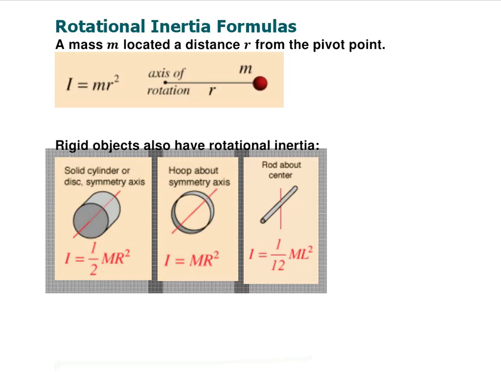Remember, moment of inertia or rotational inertia depends on the object's mass and how far that object is away from the pivot. And if you multiply mass times distance squared, you are multiplying kilograms times meters squared, and that is the units that we use with moment of inertia. So kilograms meters squared are the units that we use for rotational inertia.